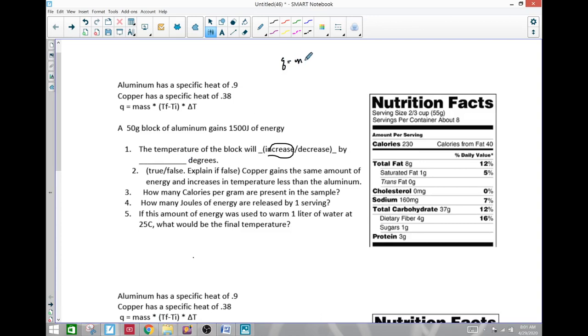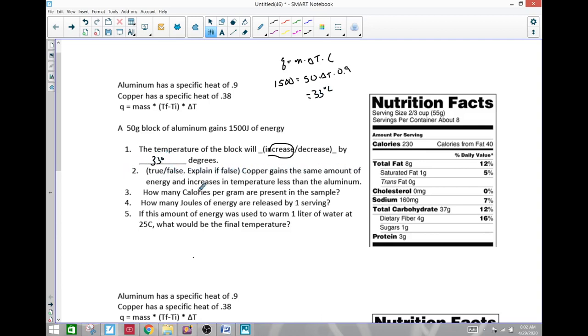Q equals mass times change in temperature times specific heat. The Q is 1500, it's in joules, so we're good. The mass is 50. Looking for change in temperature times the specific heat, which is 0.9. Do the math: 1500 divided by 50 divided by 0.9 is 33 degrees. So this is 33 degrees Celsius. 33 degrees.